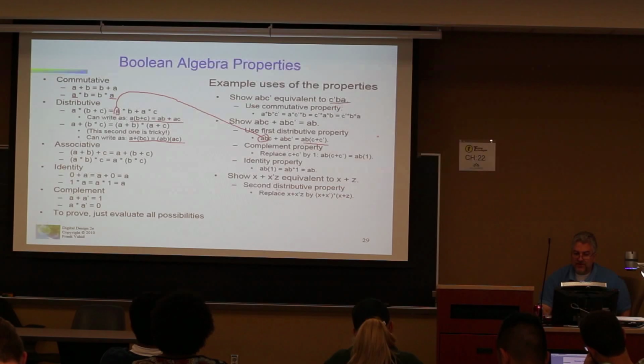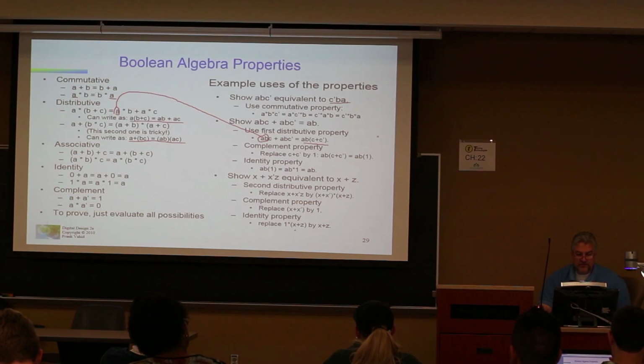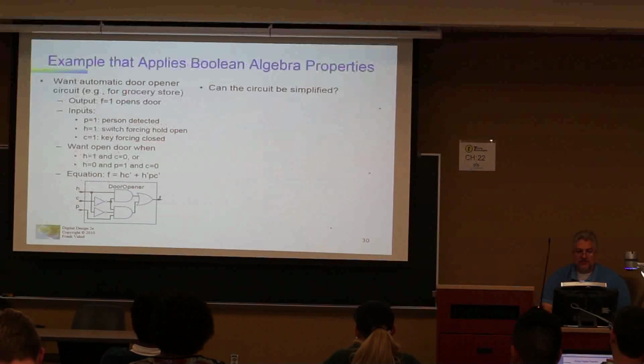So now we have x prime distributed over here with z. The next is that we have x or x prime, complement. And then the identity of 1 and A, and we're left with nothing more than x or z. Whew, there's a lot of work here, so let's do some more practice.